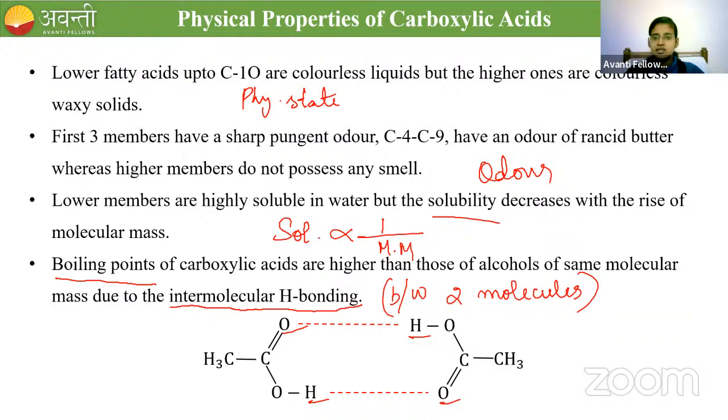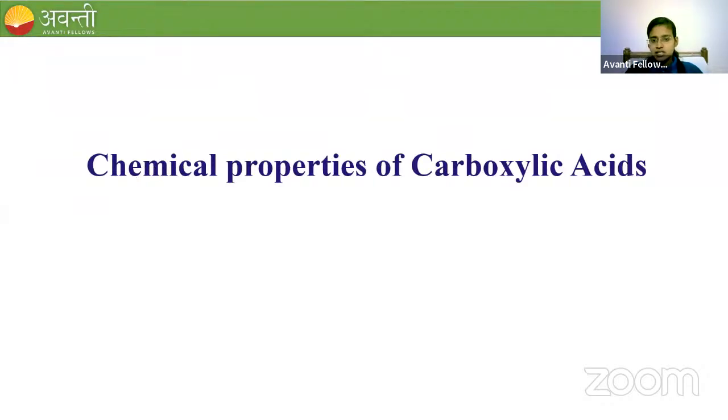Any doubt here? Shall we go for the chemical properties? Shall we go ahead with the chemical properties? No doubts, students? Shall I go into the chemical property? Give me your answer fast. We are having only very less amount of time, no? Say yes or no. Okay, good. So the next is chemical properties of carboxylic acid.